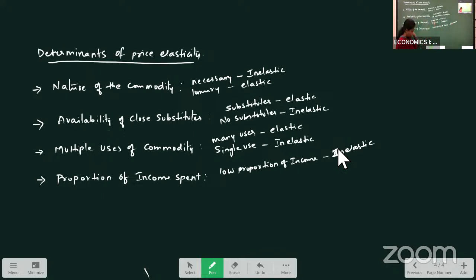For example, you are taking a matchbox. The price is 1 rupee or 2 rupees, something like that. You are spending very little on that. If the price increases by 50 paisa or 25 paisa, are you worried about that? No, however much the price may increase, demand will not change. So that's why, in case of a low proportion of income spent, there will be inelastic demand.